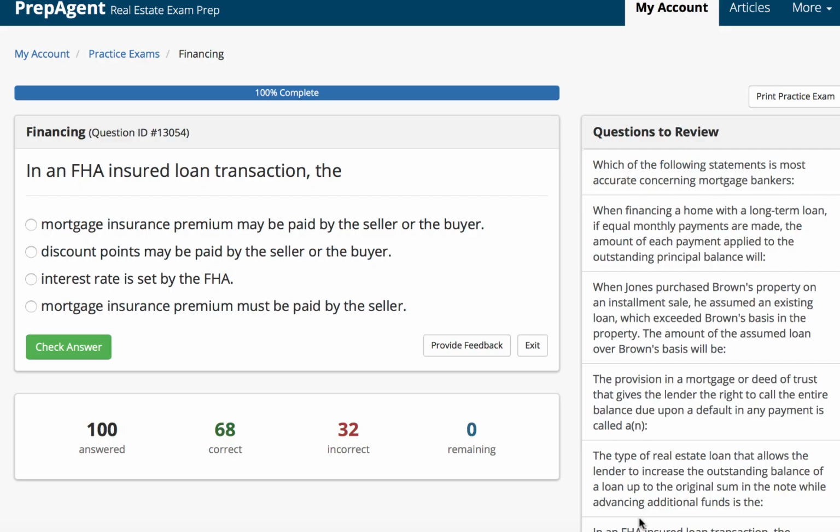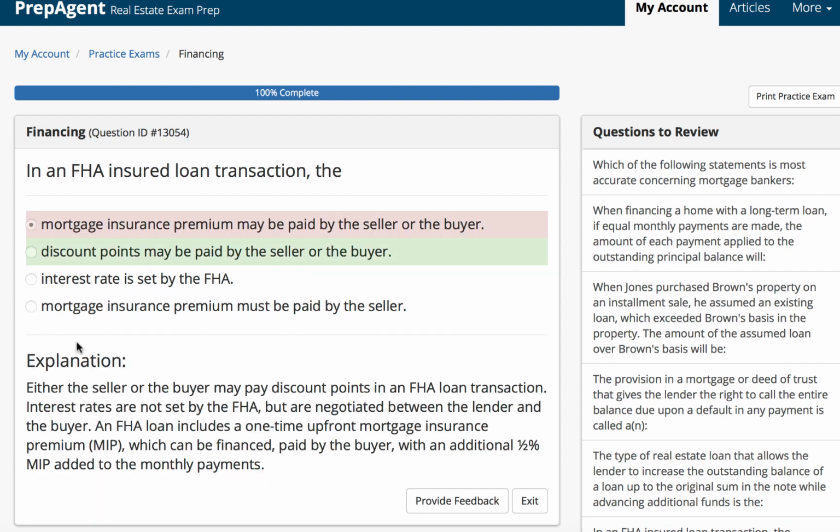In an FHA insured loan transaction, the mortgage insurance premiums may be made by the seller or the buyer. Discount points may be paid by the seller or the buyer. Interest rate is set by the FHA. Mortgage insurance premiums must be paid to the seller. Well, I know interest rates are not set by the FHA. A mortgage paid by the seller. I would say the first one. No. Okay.